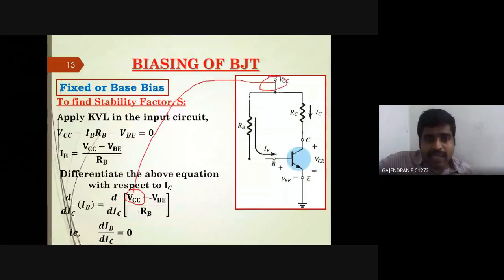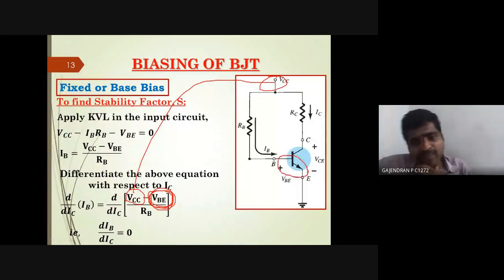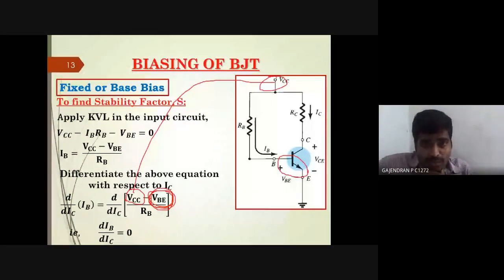VBE is, can anyone tell me which one will decide the VBE value? VBE, base to emitter voltage, what does it depend on? Can anyone tell me? VBE. Okay, if I give this clue, you can tell. What does this depend on, sir? Without drawing two lines like this, what does it depend on?